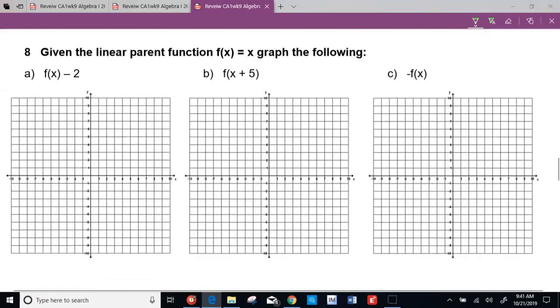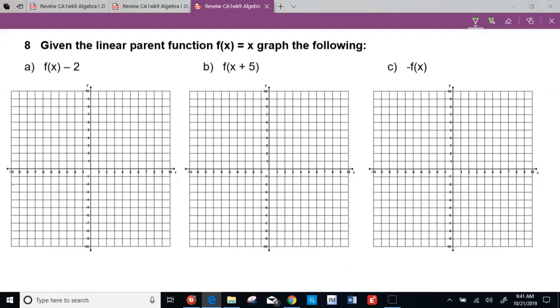Moving on to the next. Given the linear parent function f of x equals x, graph the following. So basically, f of x equals x. So if f of x equals x, then I would have to graph x minus 2. Think of it like this then, because f of x is the same thing as letter x. So in that case, my y-intercept would be negative 2. My slope would be 1x, or 1 over 1. So up 1 over 1, and here's my line.